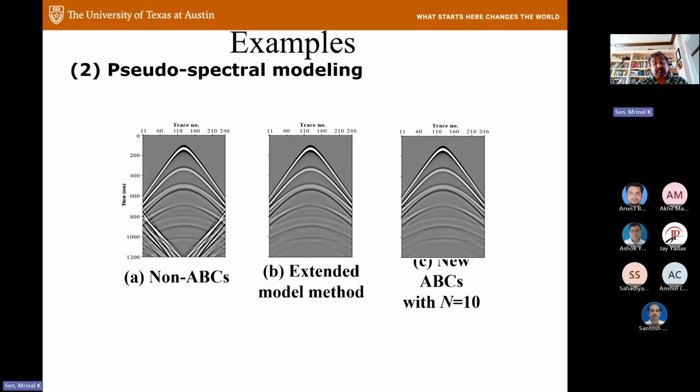One way of avoiding absorbing boundary reflections is to also increase the dimension of the model a lot, because in that case, the edge reflections take a long time to come back and contaminate your useful wavefield. So if you use a very large model, that also helps you get rid of these reflections, but this is computationally very expensive. But with our new absorbing boundary condition equals 10, we are actually seeing very good absorption.